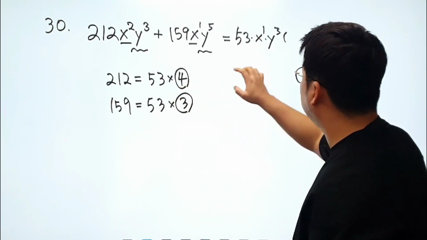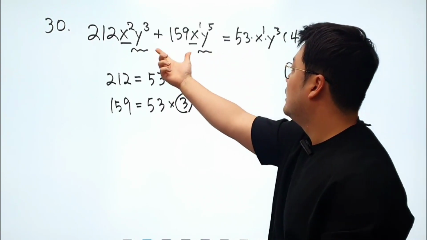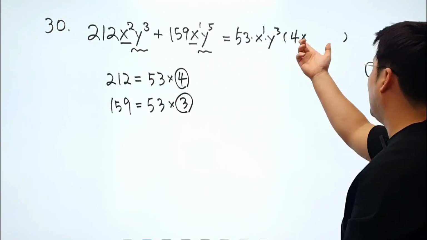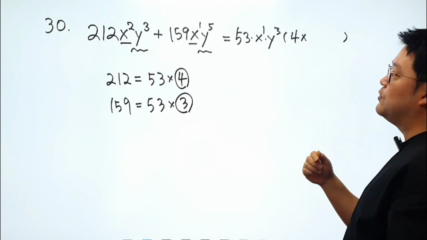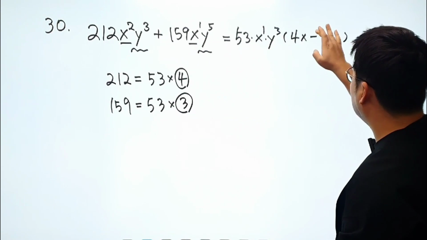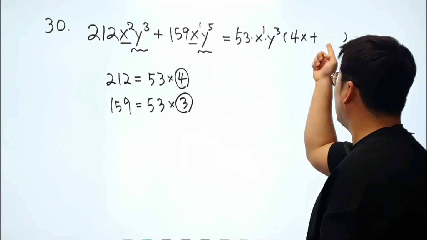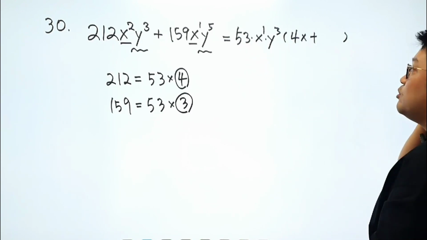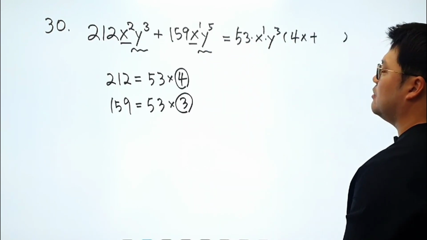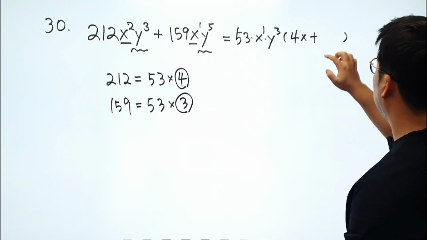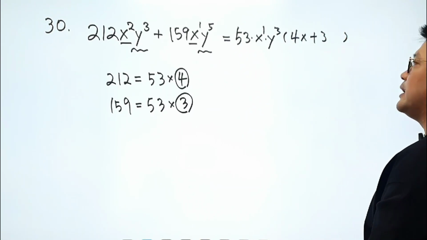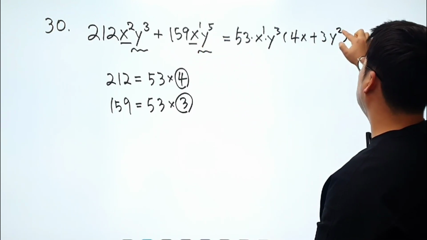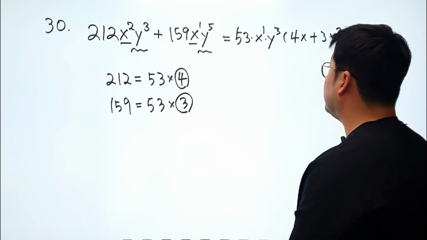And normally we write down the remaining terms. We have the remaining number 4, and there's one x remaining, so I can write 4x. What number do I need to write on this part so that when it gets multiplied with 53xy cubed, we get 159xy to the power of 5? I need to write 3. And x to the power of 1 already exists, so I say y to the power of 2, and that shall be it.